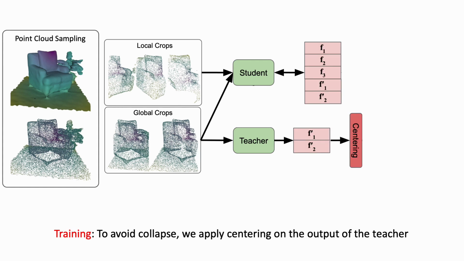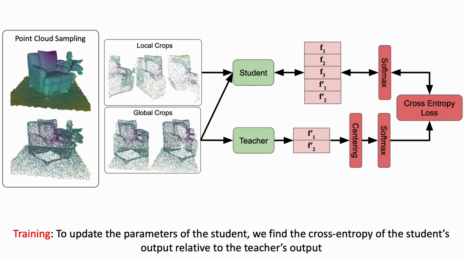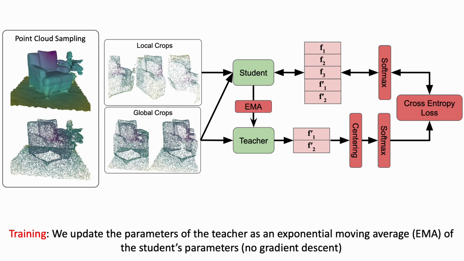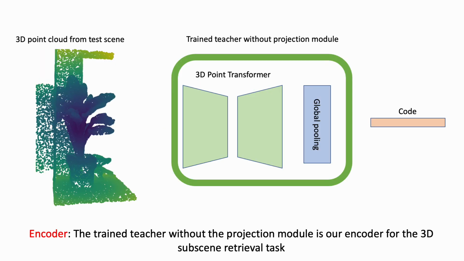To avoid collapse, we apply centering on the output of the teacher. To update the parameters of the student, we find the cross entropy of the student's output relative to the teacher's output. We update the parameters of the teacher as an exponential moving average of the student's parameters. The trained teacher without the projection module is our encoder for the 3D subscene retrieval task.